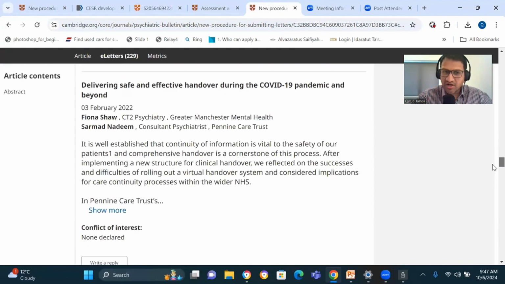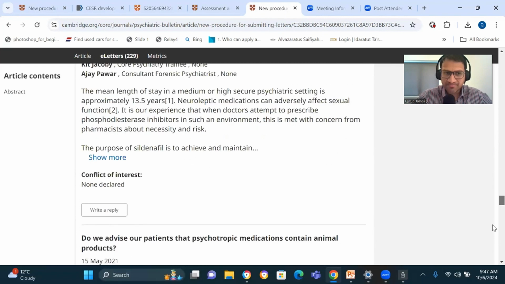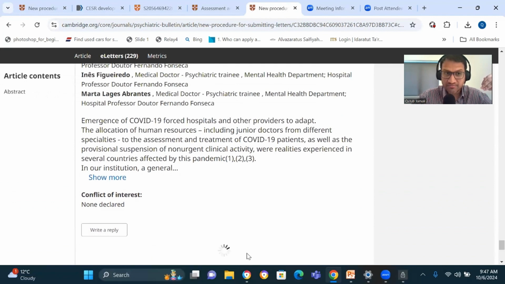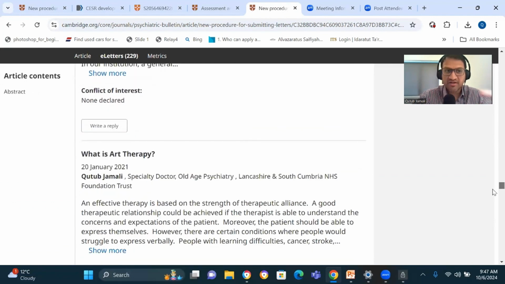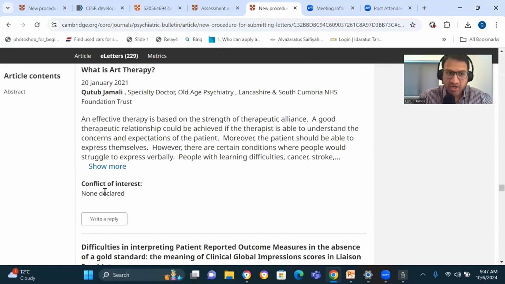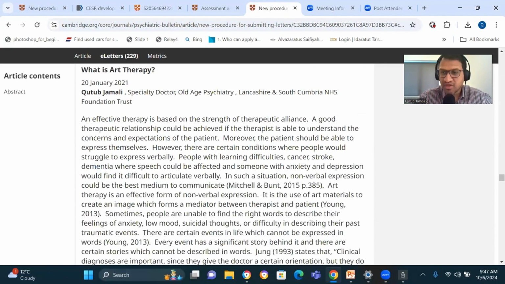So the first e-letter I showed was around medical education, and now I'm going to share something which is clinically related, and it is what is art therapy. This was published on the 20th of January, 2021, and this was my first e-letter publication. This was actually the beginning. I started focusing properly on research in 2019, but it was 2021 when I had my first proper publication, and it started with this.